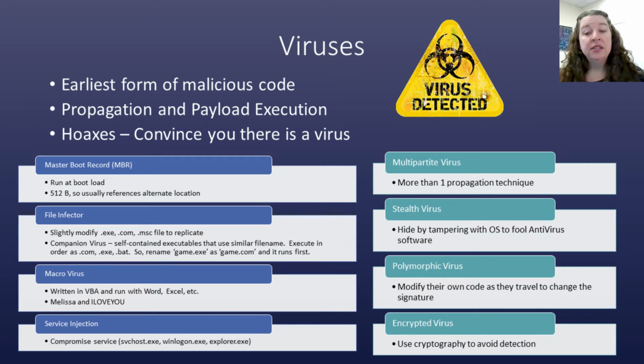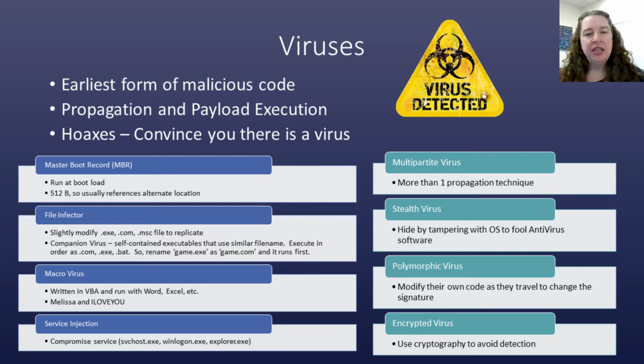Your stealth viruses are designed to tamper with your OS so that the antivirus software can't find it. If this is something that is generally running from your OS, stealth viruses do this underneath. Your antivirus isn't going to notice it. Polymorphic, from multiple forms, modifies their code as they go along.